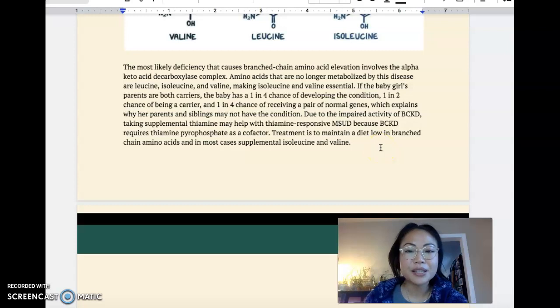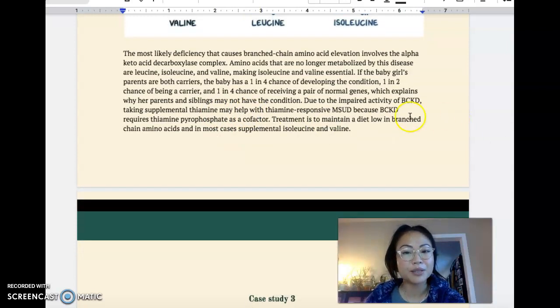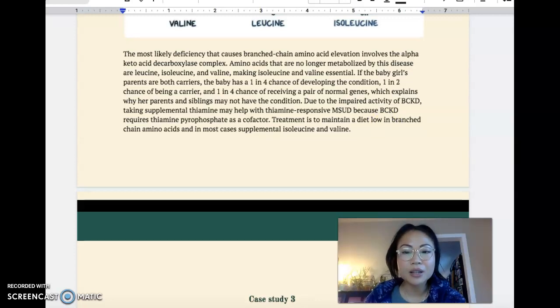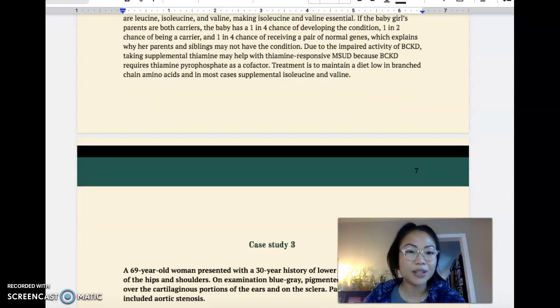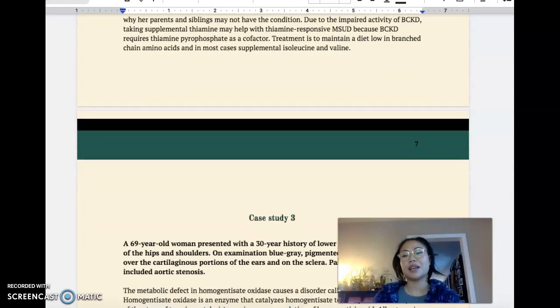Due to the impaired activity of BCKD, taking supplemental thiamine may help with thiamine-responsive maple syrup urine disorder because BCKD requires thiamine pyrophosphate as a cofactor. Treatment is to maintain a diet low in branched chain amino acids, and in most cases, supplemental isoleucine and valine.